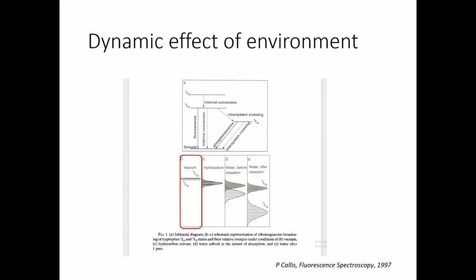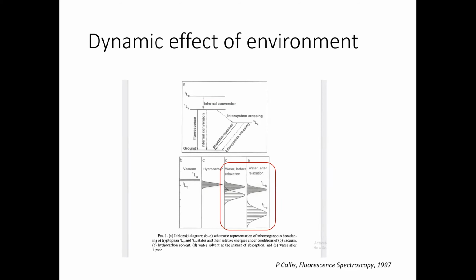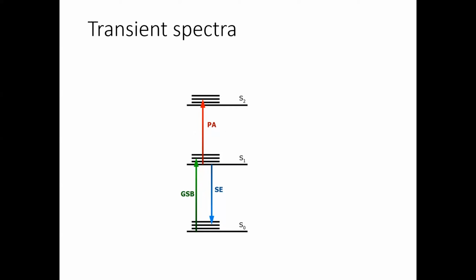This is a summary of what is expected for the ultrafast behavior of tryptophan or indoles in vacuum. You have the LB state, which is the most stable one, and the LA state is above it. But if you go to a polar solvent, due to the highly polar nature of the LA state, it is expected to be stabilized, and so the LA state will shift below the LB state. When the solvent responds dynamically and relaxes, the gap between them will increase. We can study this dynamical behavior with transient spectra.